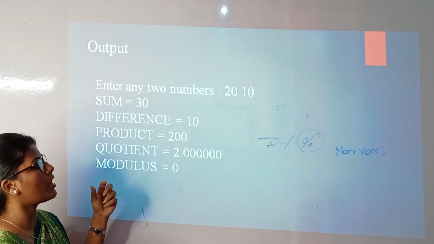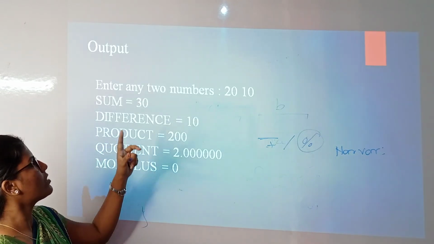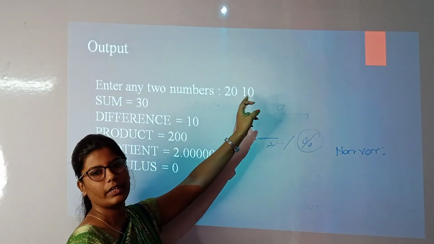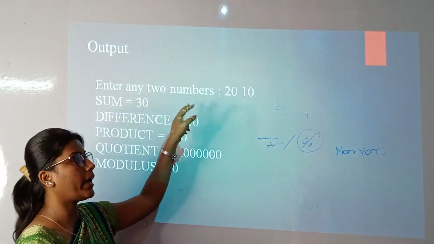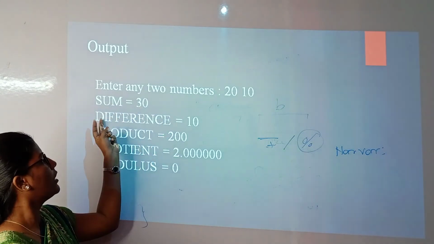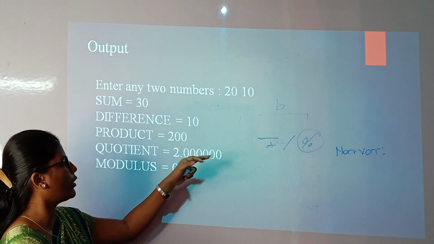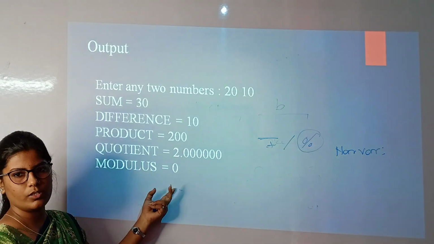Okay. Let's see what the output of that program is. Our first printf statement is enter two number. Here I enter 20 and 10. Then it prints the actual addition is 30, difference is 10, product is 200, quotient is 2.0, and modulus is 0. Okay.